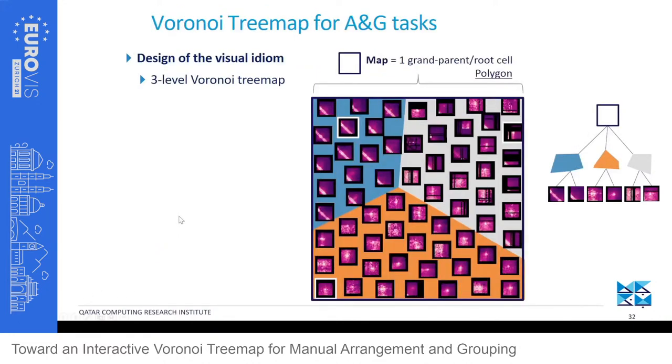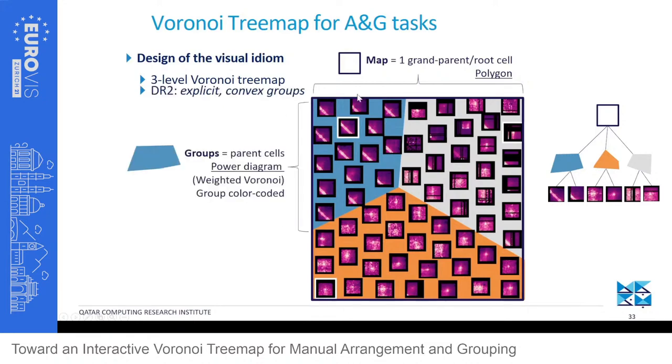So we adapt the Voronoi Treemap for the arrangement and grouping task. It's a specific Voronoi Treemap where we have three levels. The first level, the top level, is the root polygon, the root cell. It's a polygon. Here it's a square. Then this square is partitioned into cells representing the groups. These cells are cells of a power diagram, so weighted Voronoi cells. The groups are color-coded. This fulfills the design requirement of explicit and convex groups.